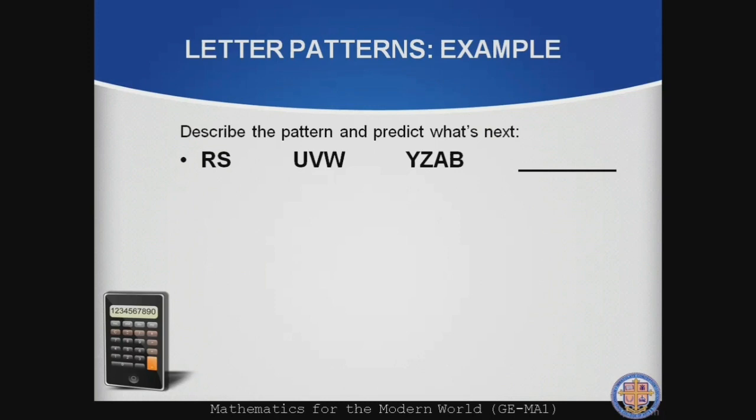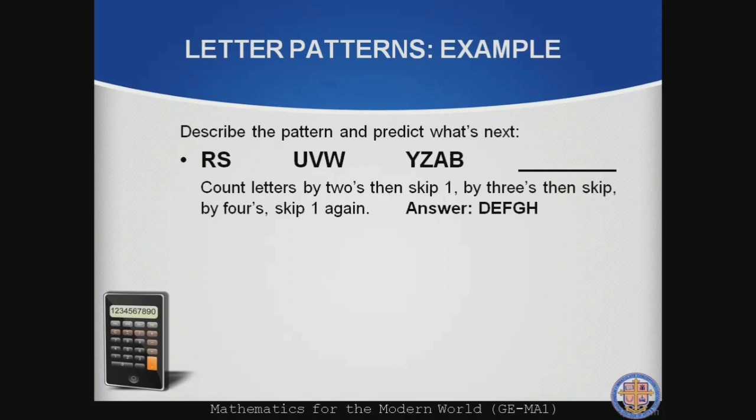And as you notice, RS is skipping one letter T, followed by UVW, just skipping again one letter X, and then YZ, it turns back to the first letter in the alphabet, AB. So we need to skip C, then followed by 5 letters starting with D, E, F, G, H. So that will be the answer.